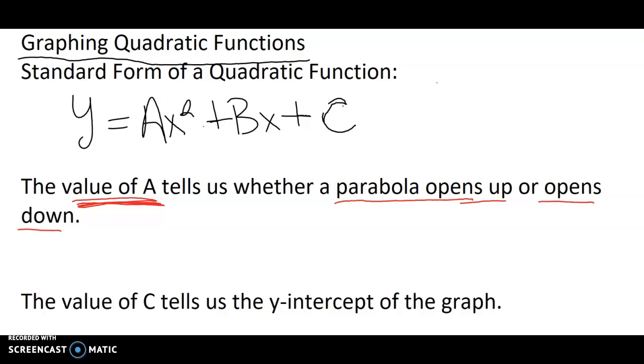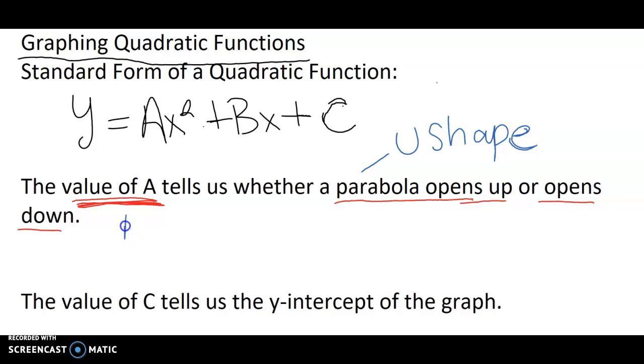So the value of a tells us whether the parabola opens up or opens down. Remember, a parabola means that it is U-shaped. That's why it's called a parabola. And a quadratic function is a parabola. So we use that word interchangeably, quadratic and parabola. Keep that in mind. And parabola describes the U-shape.